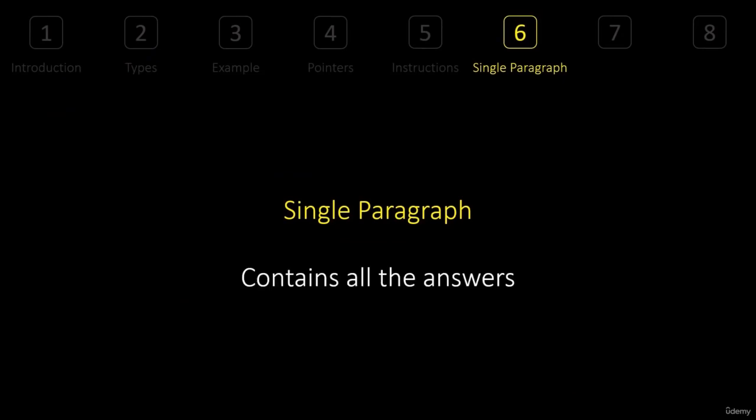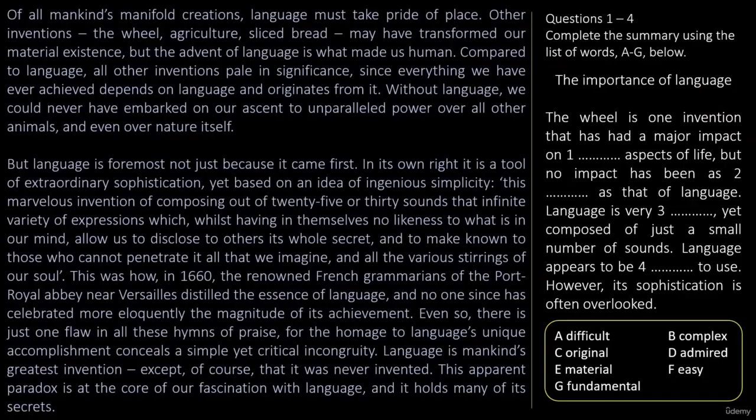Right, now look, they will contain all the answers for sure. We will see how they contain all the answers. Look here, we have starting and ending here. If we connect the first sentence, the wheel is one invention that has had a major impact on something. Now, I'm not asking you to find the answer first. I'm asking you to find where the answer is taken from. Is it paragraph 1 or paragraph 2?